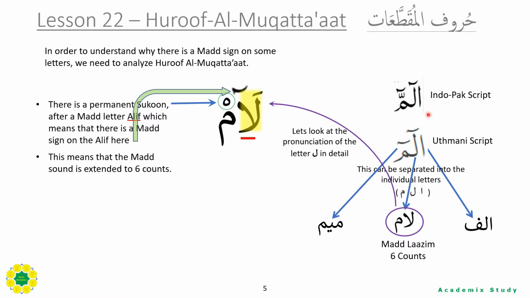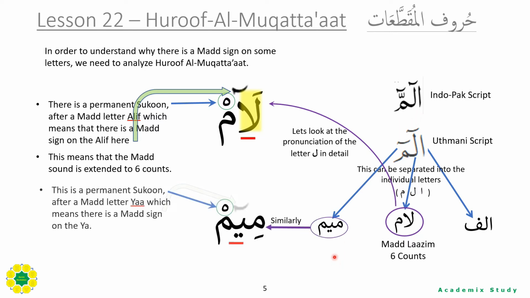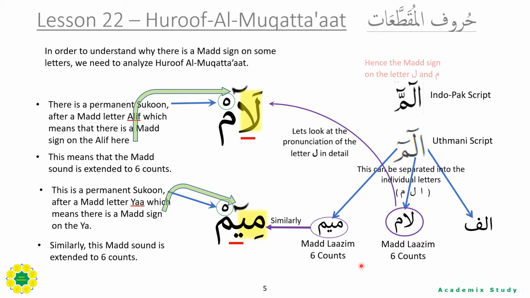Al-Muqatta'aat. In this particular example, we also have the letter mim, and similarly we can take a look at the structure of mim, and you notice the permanent sukoon after the mad letter ya, which means the sound of mim is also extended to 6 counts. And when we join the lam to the mim, obviously we have to remember the rules of idgham shafawi as well.